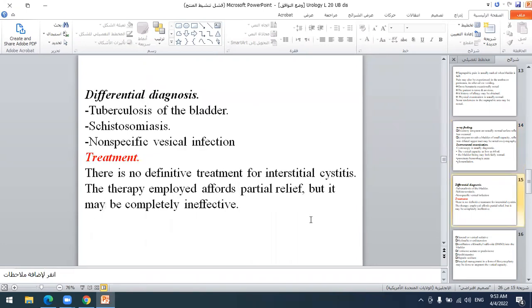Differential diagnosis: tuberculosis of the bladder, schistosomiasis, and nonspecific vesical infection. Treatment. There is no definitive treatment or management for interstitial cystitis. The therapy employed offers partial relief, but it may be completely ineffective.